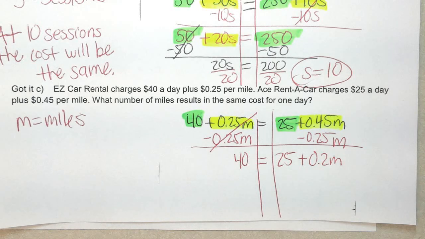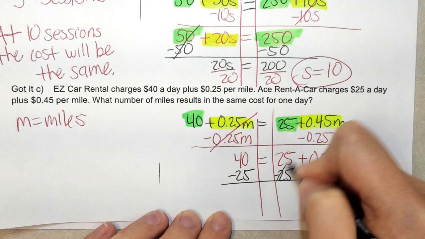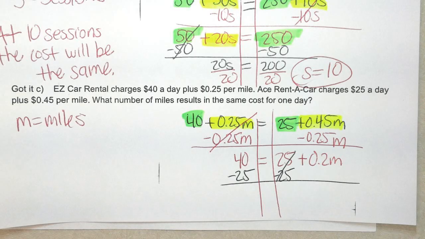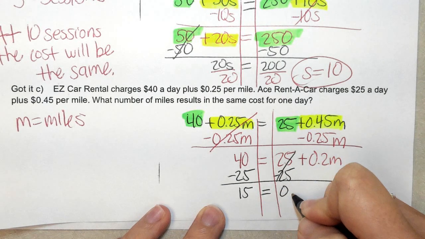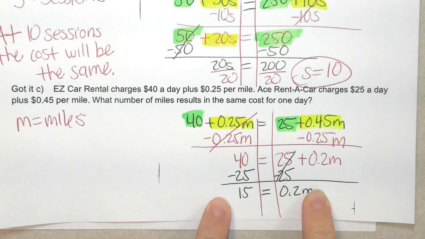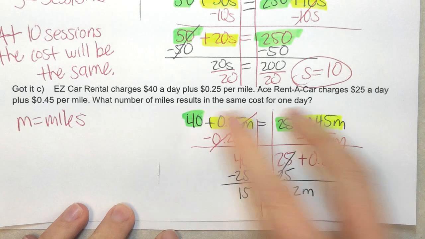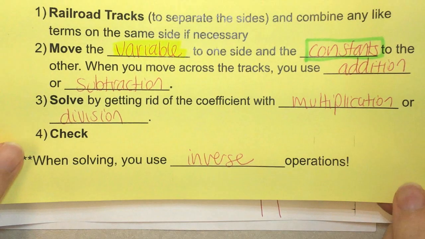Jacob, what do I have to do next? Subtract 25. Subtract 25 on both sides. So 40 minus 25 is anyone? 15. On this side, I still have my 0.2 m. Now that I have all my variables on one side, all of my constants on the other, so I've moved all the green to one side, I moved all the yellow to the other side. Now I'm on step 3, solve by getting rid of the coefficients.